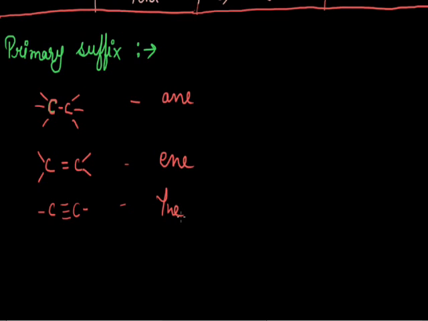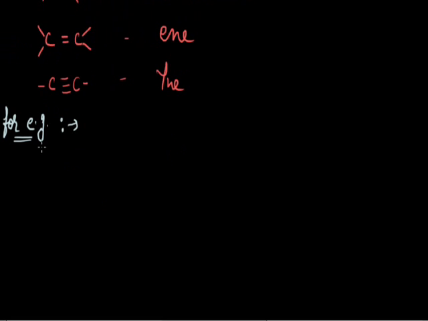So we can say that when a single bond is present, that type of hydrocarbon is an alkane. When a double bond is present, it is an alkene. And when a triple bond is present between carbon and carbon, that type of compound is known as an alkyne. For example, if the molecular formula is CH4, then only one carbon atom is present, so we use the word root meth, and because a single bond is present, we use "-ane" as primary suffix. So the IUPAC name of CH4 is methane.